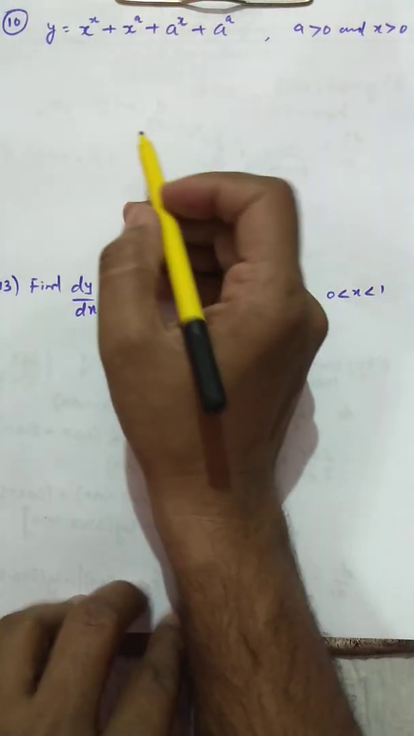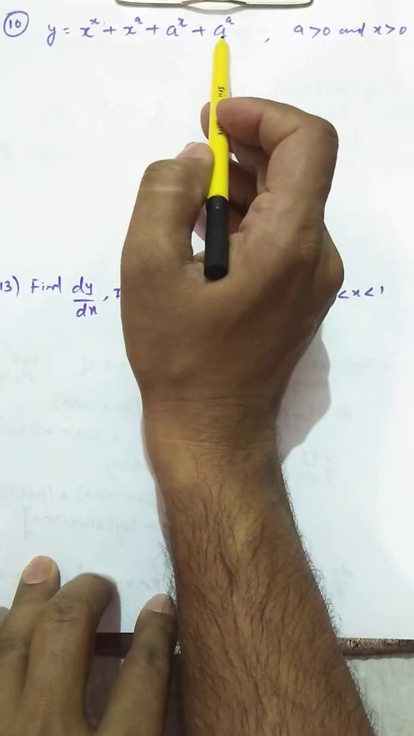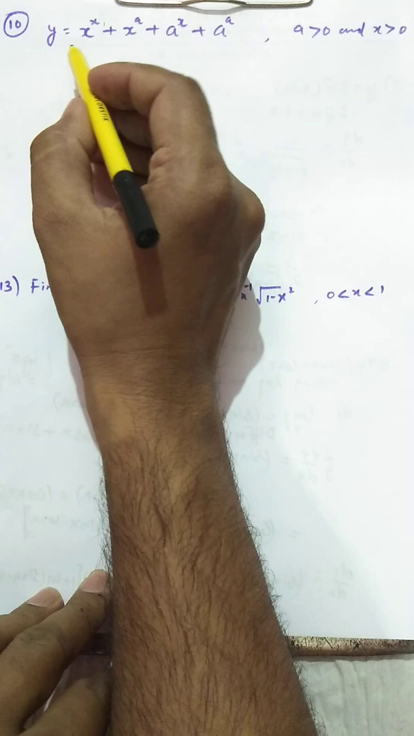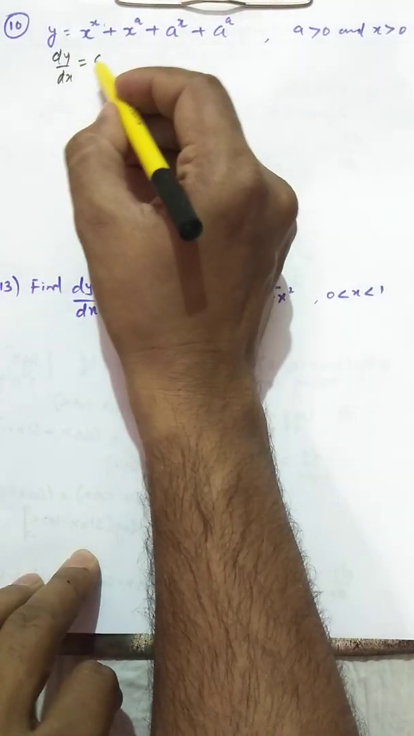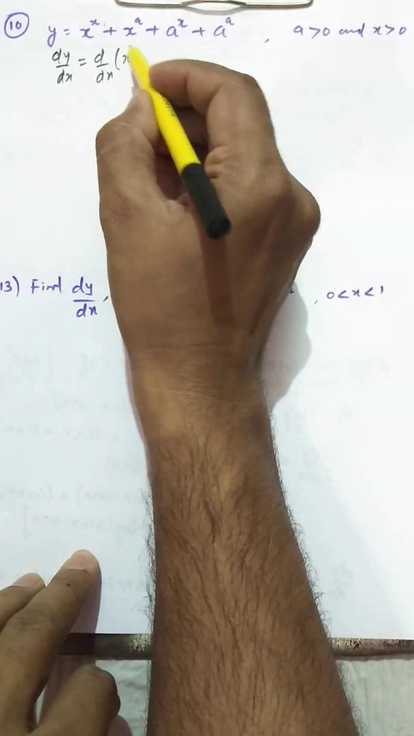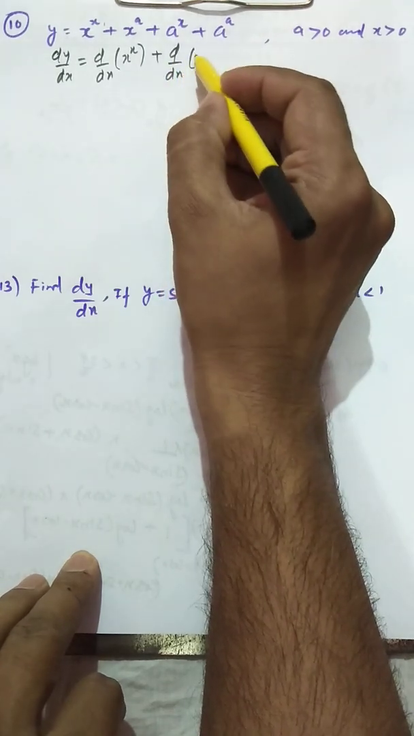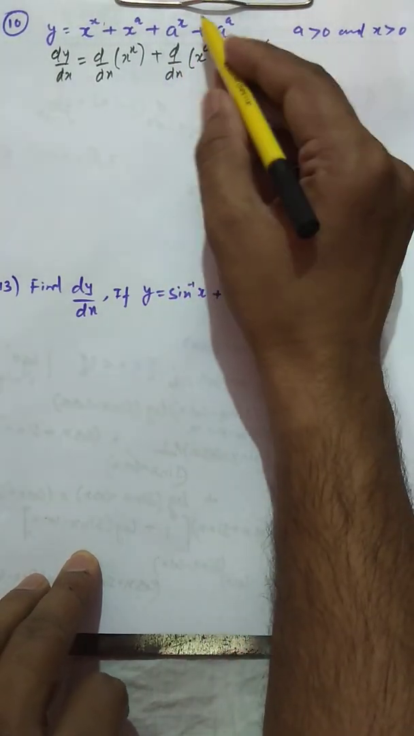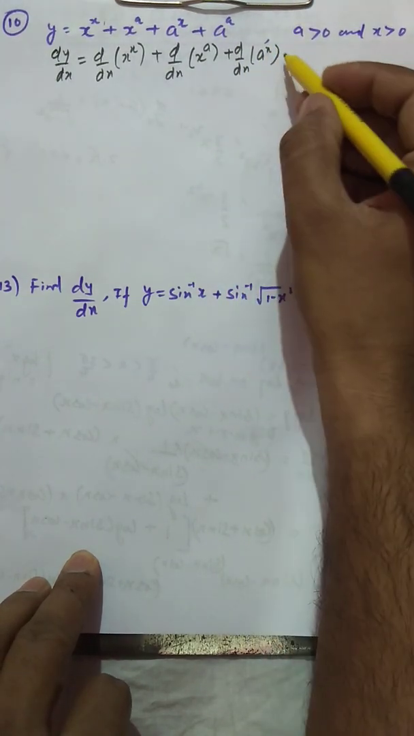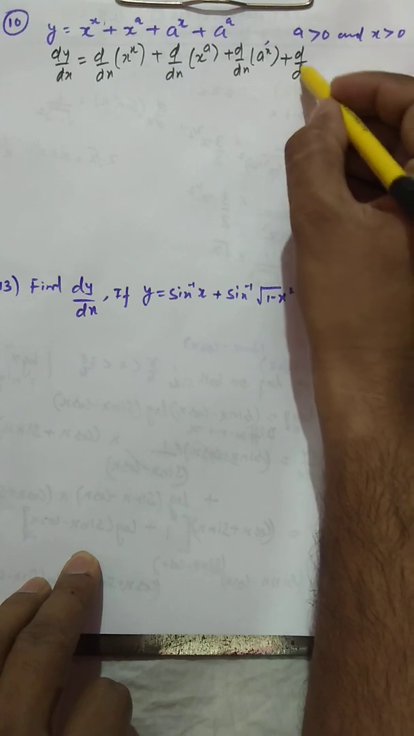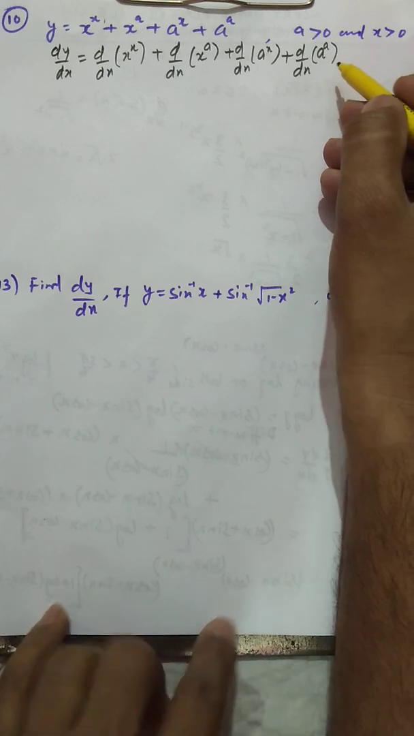Now come to question number 10. This is x to the power x, x to the power a to the power x, and this is a to the power a. So I am differentiating with respect to x, so this becomes dy by dx, and you can write d by dx of x to the x, d by dx of x to the a, d by dx of a to the x, and at last you can see this is the constant term, d by dx of a to the a. So this constant term will become 0.